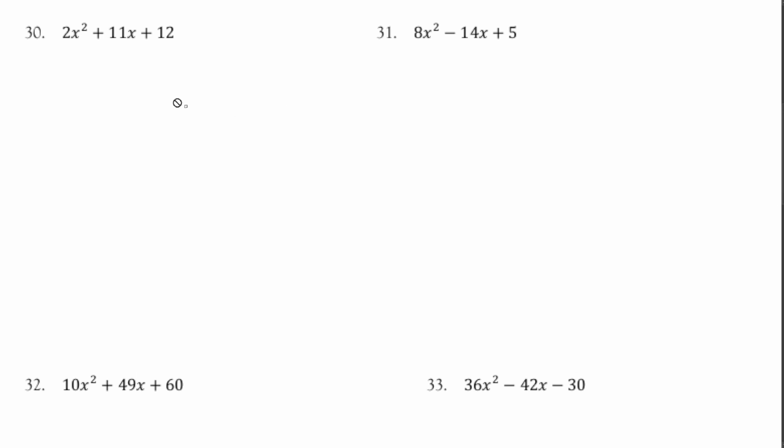Number 30. Number 30 says, what if it's 2x squared plus 11x plus 12? Well, AC is 24. I'm using AC because of this 2. AC is what I want the numbers to multiply to. I still want them to add up to B, which is 11.